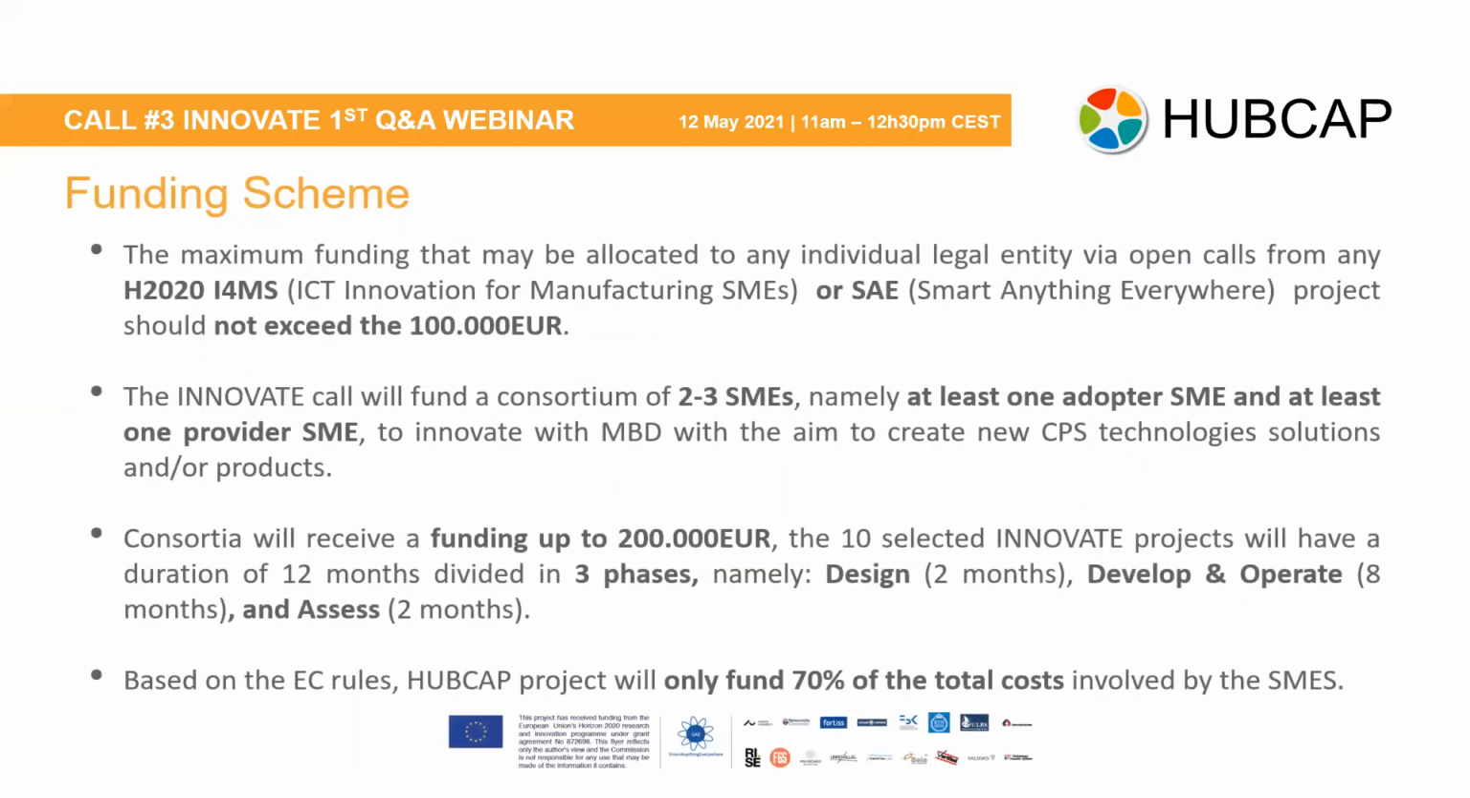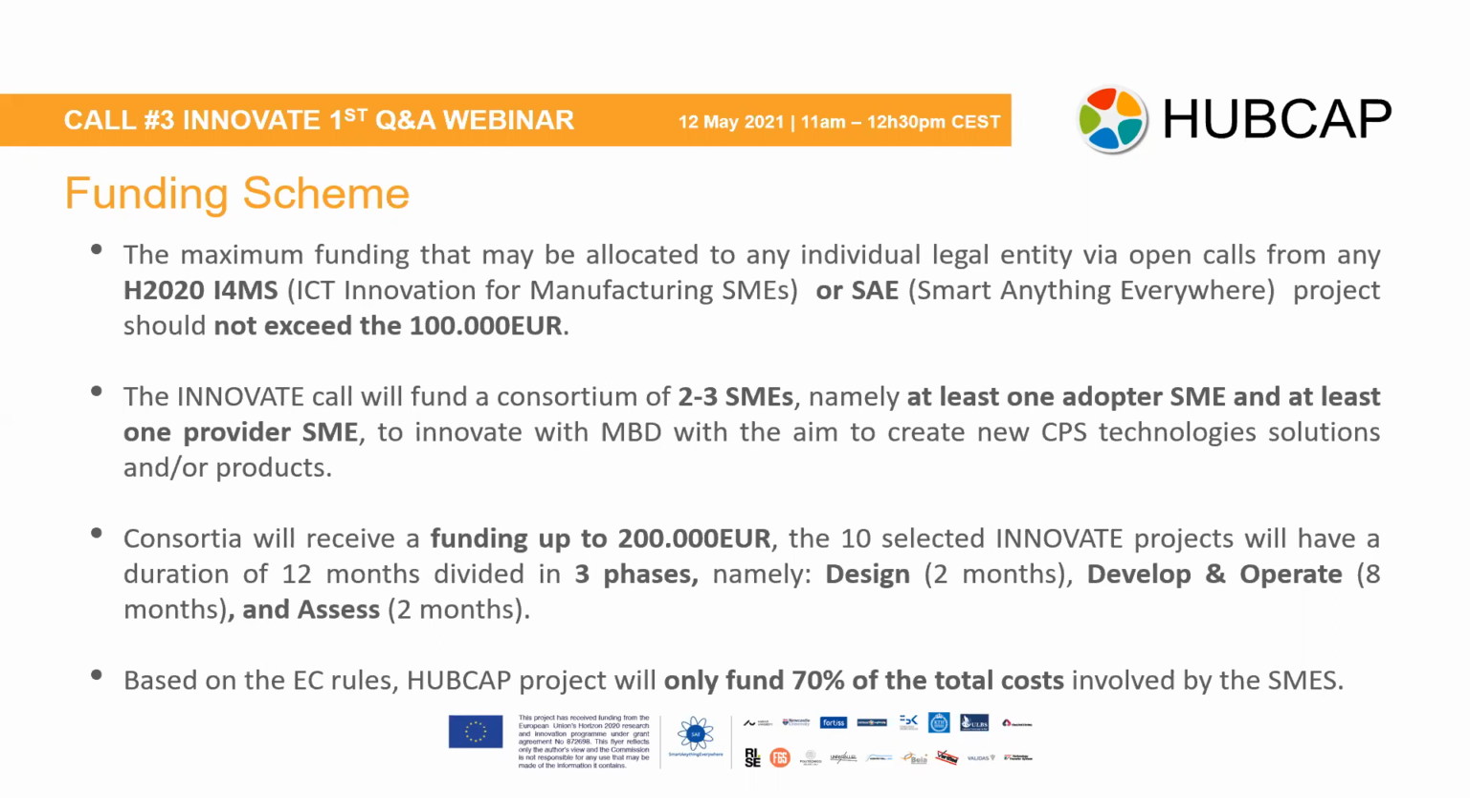Now the funding scheme. There's a particularity to the Innovate call, which is that there's a maximum funding allocated to an individual SME, which is 1,000 euros. This takes into account not only the budget you are applying for in the call Innovate 3, but also any other open calls from the ICT innovation for manufacturer SMEs, in case you have applied before, or Smart Anything Everywhere initiative projects. In total, across these 3 initiatives, you cannot exceed 1,000 euros of funding. This will, of course, be checked by our HUBCAP consortium.